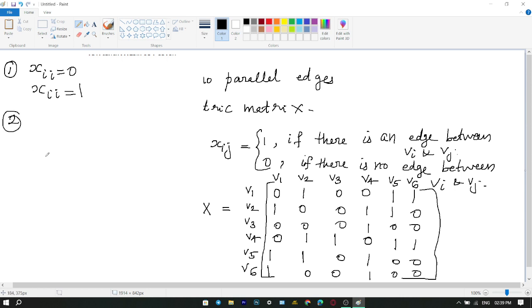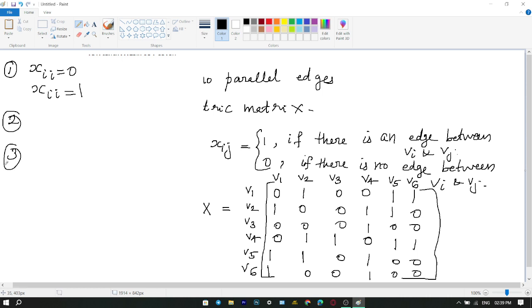Now the second observation: the definition of adjacency matrix makes no provision for parallel edges. This is why the adjacency matrix X was defined for graphs without parallel edges. Okay, so let us move to the third observation.